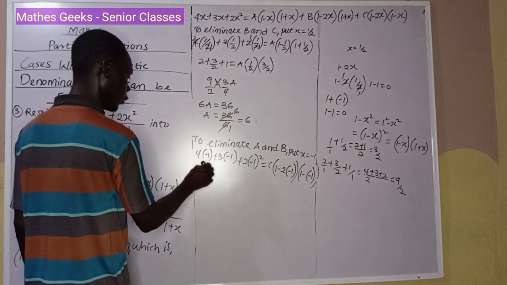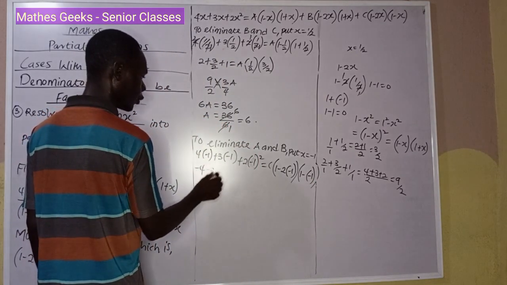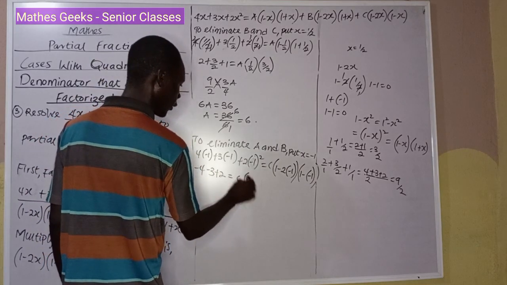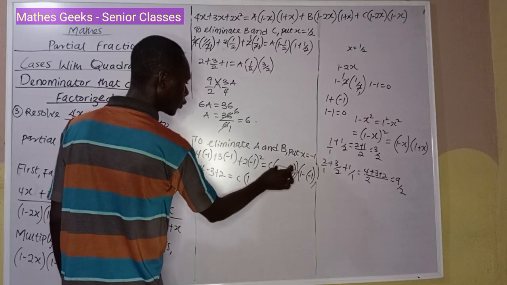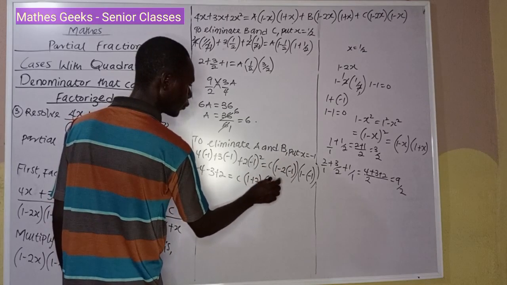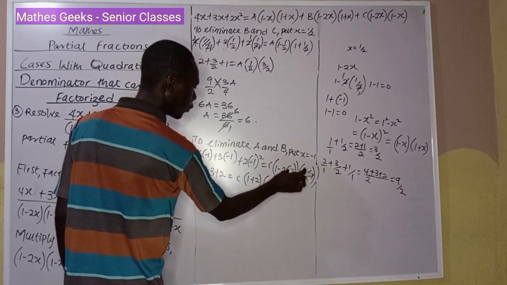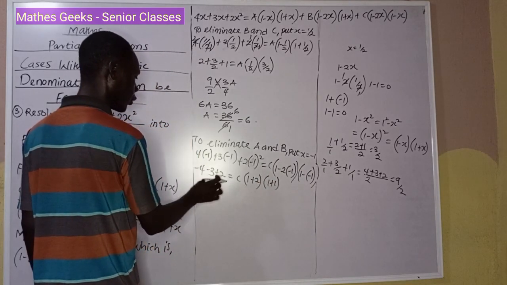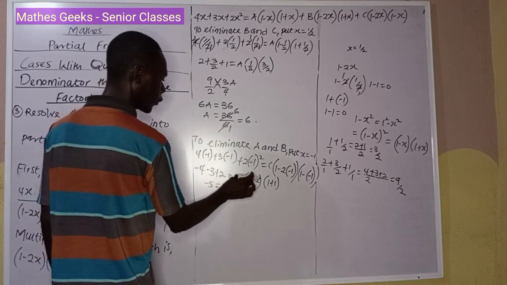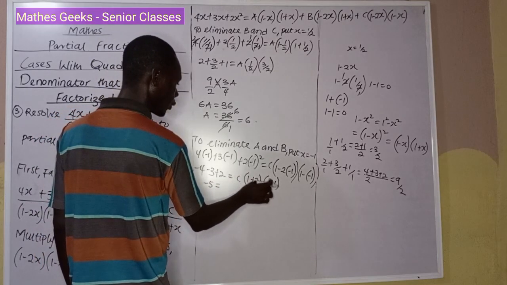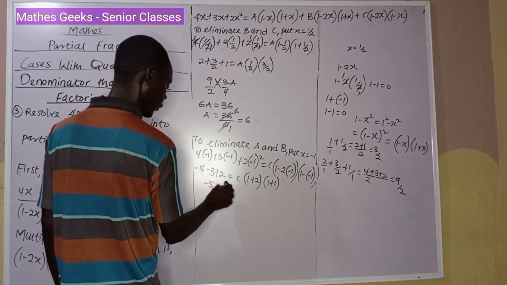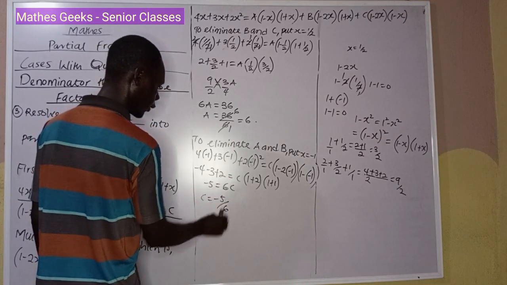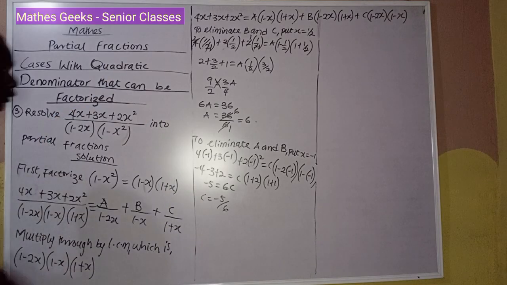So 4, this is minus 4 minus 3 plus 2. So this is C. 1 minus 2 minus 1 gives us plus 2. And this is plus 2. Minus times minus gives us 1 plus 1. So minus 4 minus 3 minus 7 plus 2 is minus 5. 1 plus 2 is 3. 1 plus 1 is 2. 2 times 3 is 6. 6C. So C is equal to minus 5 over 6.